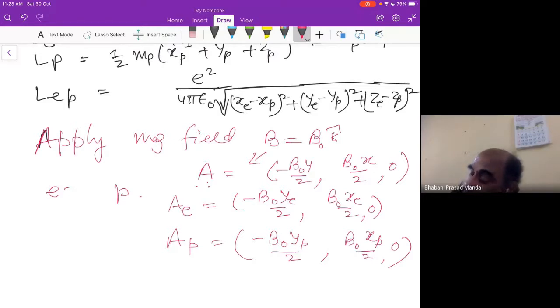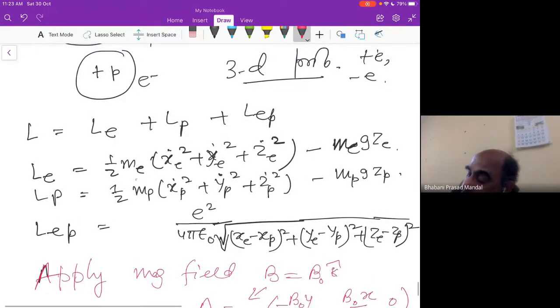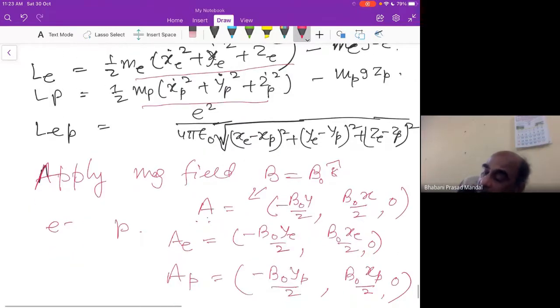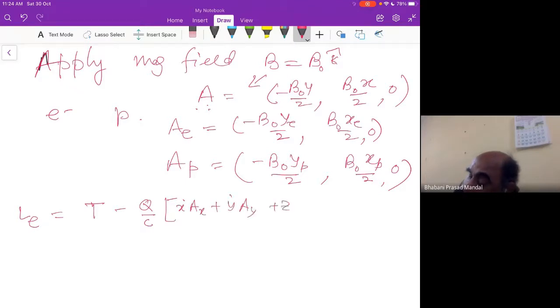Now you can write your Lagrangian. This part will be modified by the magnetic field. So now the Lagrangian of the electron will be the kinetic energy, then q by c times only the vector part: x dot A_x plus y dot A_y plus z dot A_z. This part I am writing.